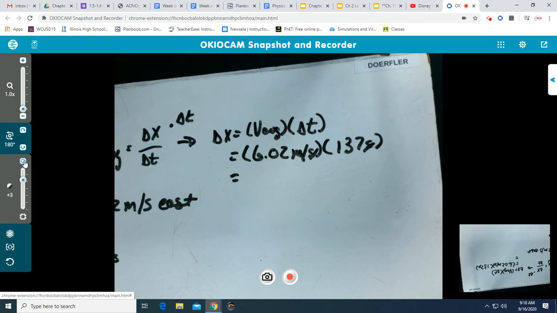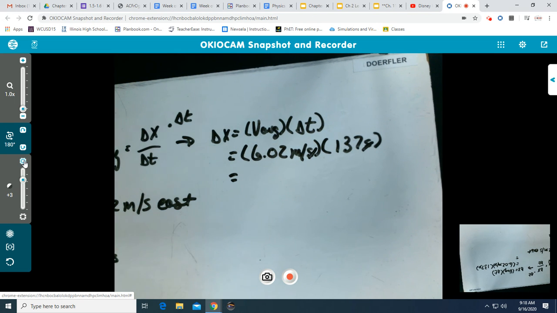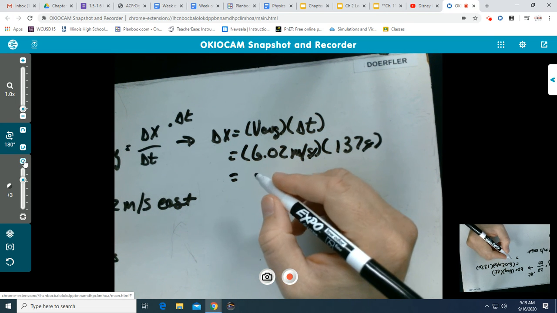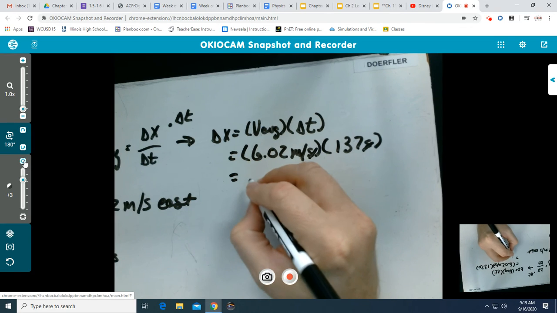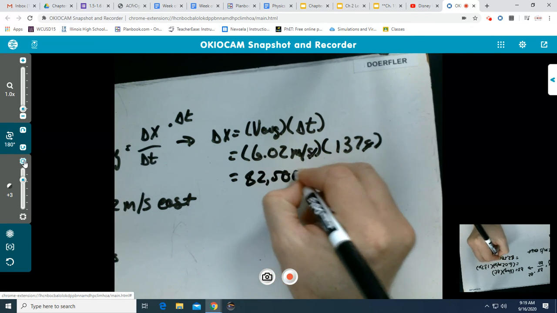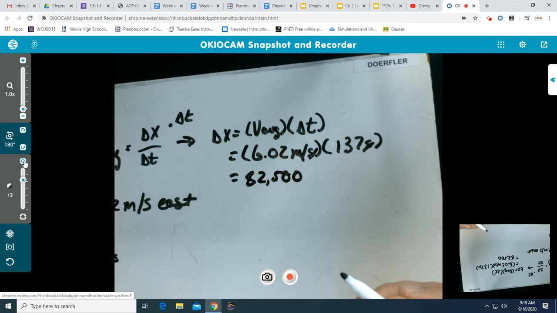Again, going back to sig figs, we go by the lowest number of sig figs. So how many sig figs should our answer be in? 3. Okay, 6.02 has 3, 137 has 3, so that makes it easy. So what do I get? I got 82,500. So you got 82,500, right? Yeah.